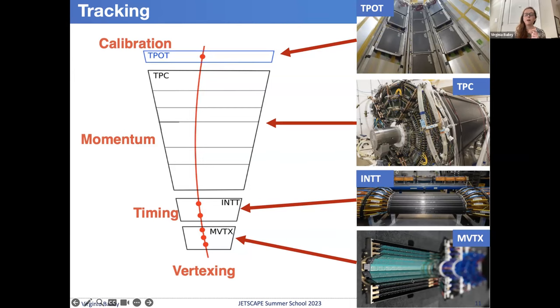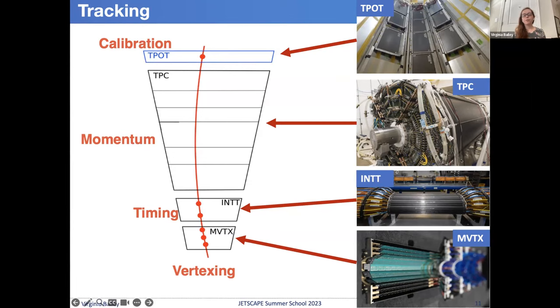And we have really fine spatial resolution for the MVTX, which allows for very precise vertexing. That's why it's called the vertex detector. Outside of that is the INTT, the intermediate silicon tracker. This tracker has a little bit more granular spatial resolution, but it has very fine timing precision. And so it provides the timing information for these tracks that we reconstruct, which is especially key for things like rejecting pileup.